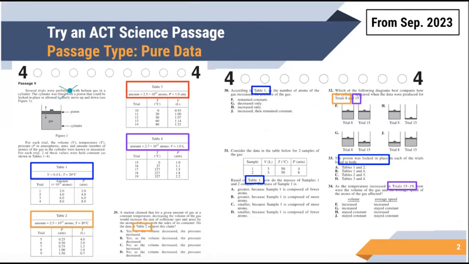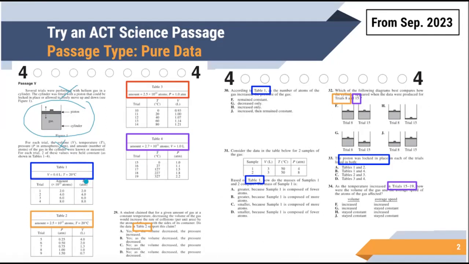Couple tips for this passage. I probably wouldn't read these sections here unless you can't find your answer anywhere else. This picture might be helpful. You can see they're going to have gas in some kind of container and a piston, this like stopper that can go up and down according to these arrows. And then you can see you've got 4 different tables. I might circle the titles of these tables so I can find them quickly when I'm going through the questions.